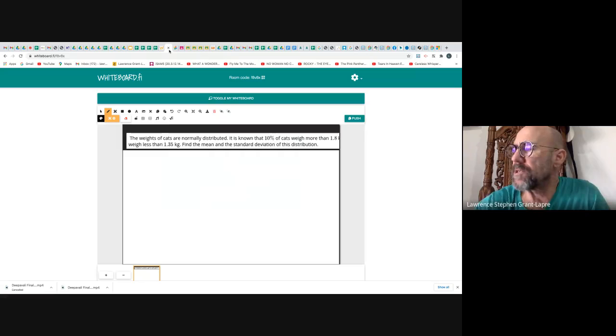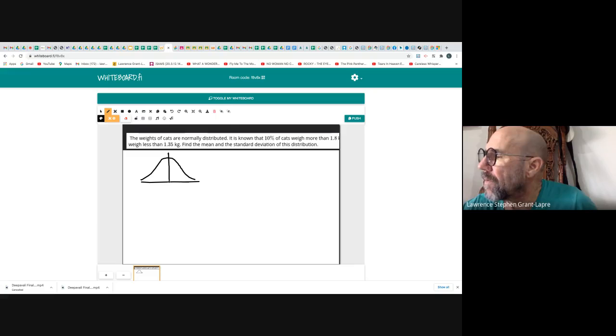I'm going to look at a question that requires solving two equations with two unknowns. The weights of cats in this question are normally distributed, so we've got a normal distribution. There's a mean, and then there's a standard deviation.